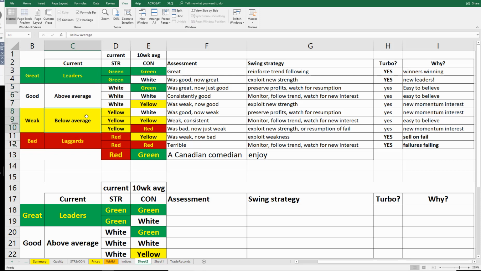So when you start putting those together, if the current strength is green and the consistency is green, what you have is, in my view, a great symbol, because its current strength is exceptional and its consistency over the last 10 weeks has been exceptional. So I just think that thing is great. And if you saw that on the ETF2 report, then as a swing strategy, that becomes one that I'm ready to just continue to reinforce trend following.